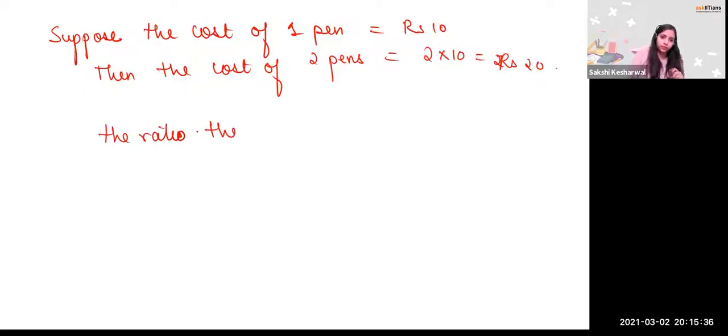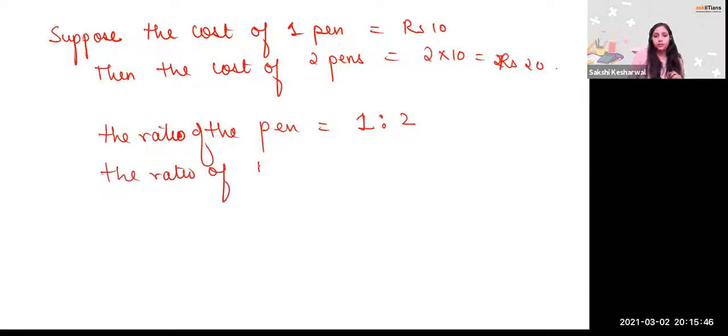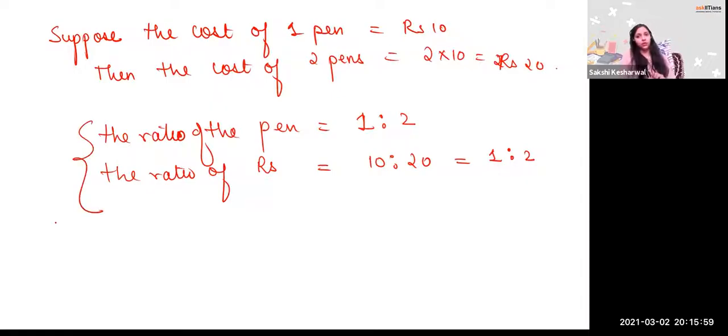Now you see the ratios of the pen. The ratio of the pens will be 1:2, right? And the ratio of rupees is also 10:20, right? You see both the ratios. Now this is equal to 1:2, that's what I was saying. So both the ratios are equal. So when you have anything in direct proportion, the ratio of one quantity is equal to the ratio of the other quantity.